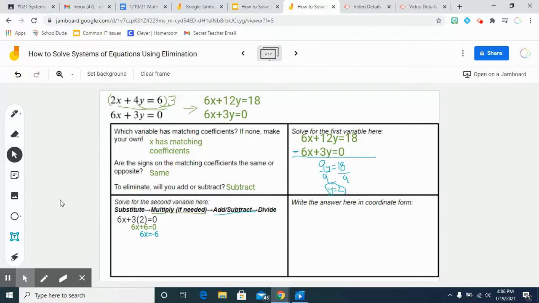And finally, our division step, which I'm going to put in yellow. 6x equals negative 6, so we divide by 6 on both sides, and we get x equals negative 1. I'm going to put that quite a bit larger since that is our answer for our variable. So we have x is negative 1 and y is 2. So as our collective answer, we can write parentheses negative 1, comma 2.